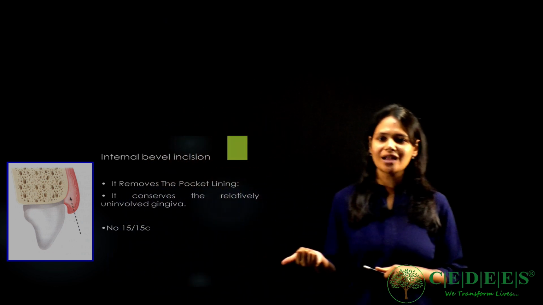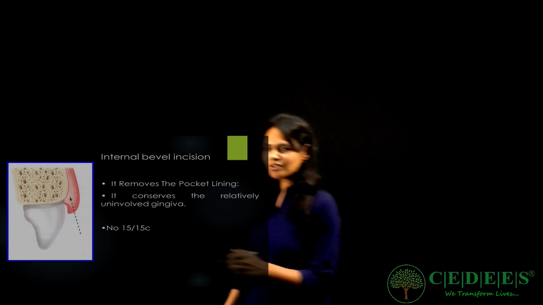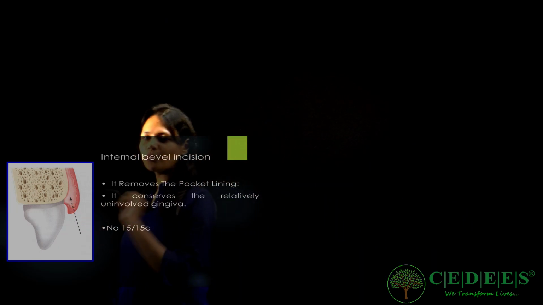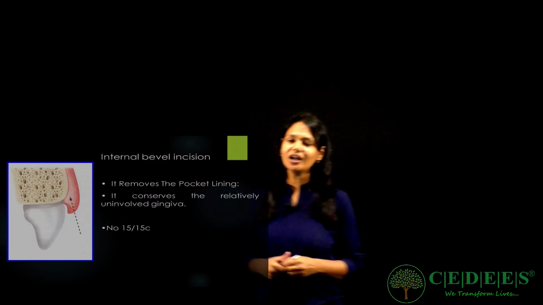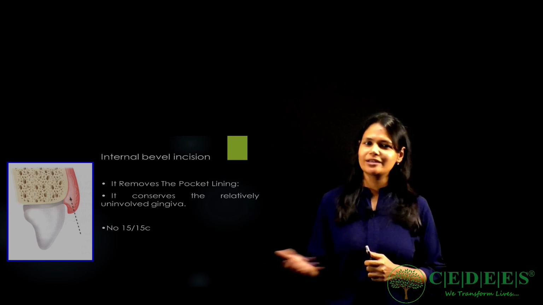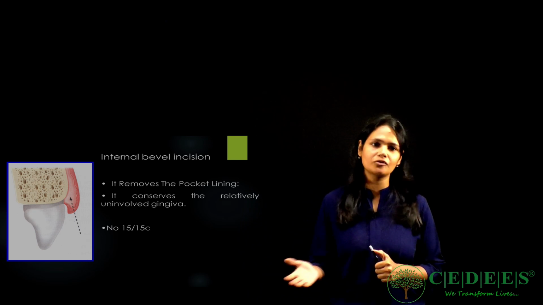Basically it removes the pocket lining, conserves. It is a very conservative incision. You're just removing 0.5 to 1 mm of the gingiva, generally given using any of the blades, most commonly 15, 15C or even 11 number blade.